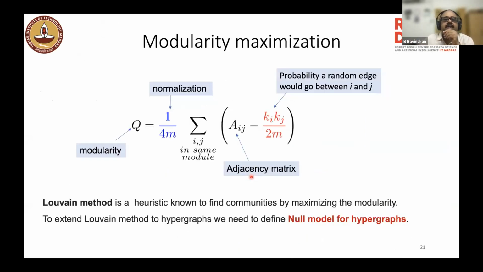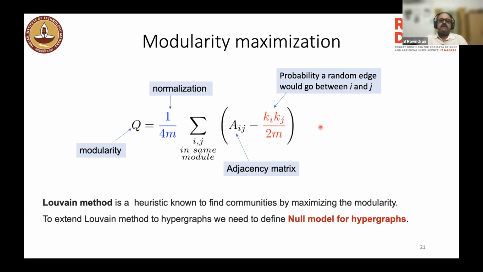So the normal modularity maximization works like this. Aij is the adjacency matrix, and Ki is the degree of the node i. The expression for modularity goes as follows: you take Aij, the ijth entry in the adjacency matrix, and you subtract the product of the degrees, Ki Kj, normalized by the number of edges, 2m. You use that as a score, and you try to partition your graph into different modules such that this modularity score is maximized.